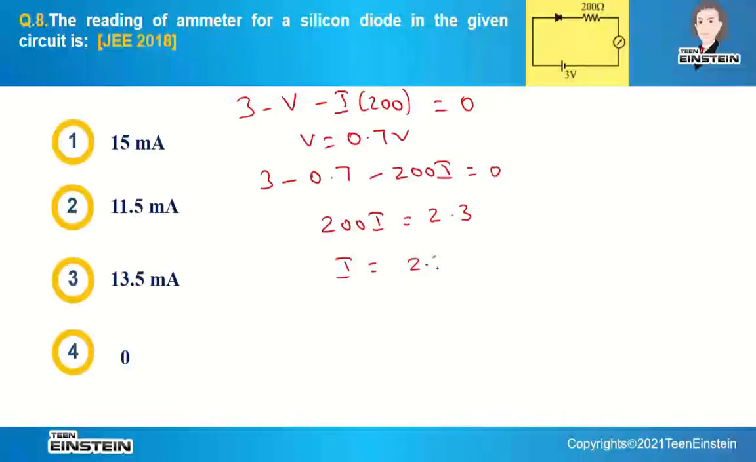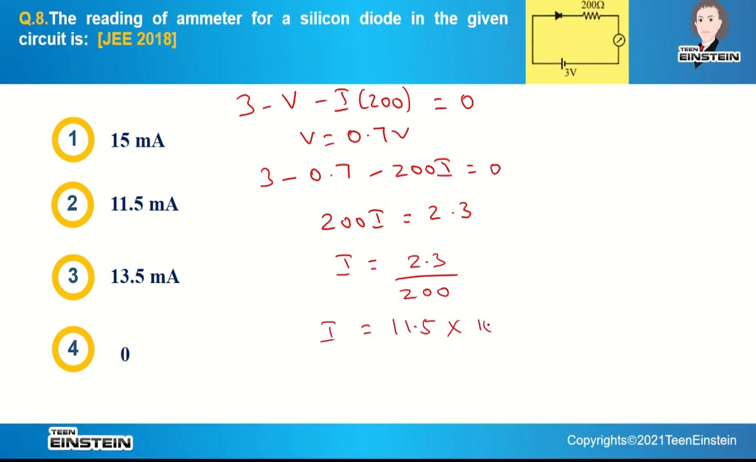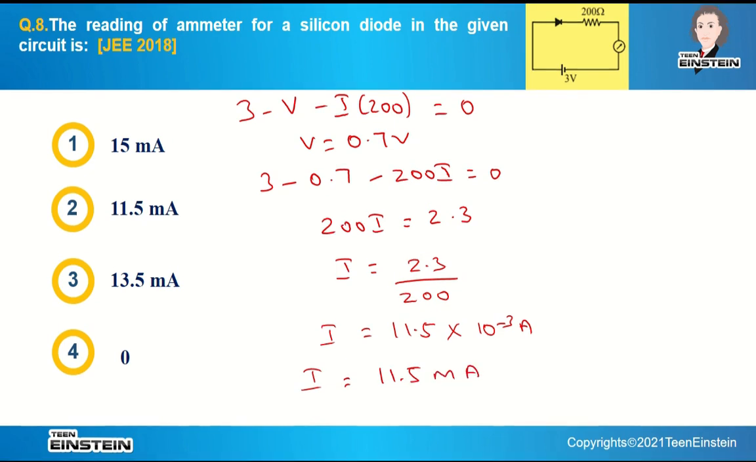I will be equal to 2.3 by 200, which is equal to 11.5 into 10 power minus 3 ampere, or I is equal to 11.5 milliampere. So the correct option is option 2. So the current reading for a silicon diode in the given circuit is 11.5 milliamperes.